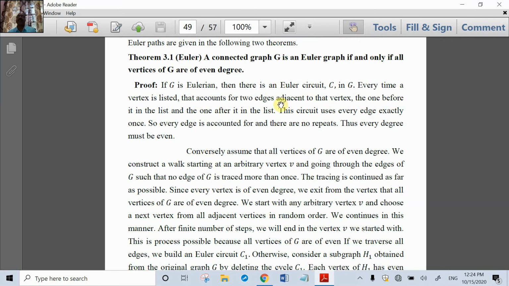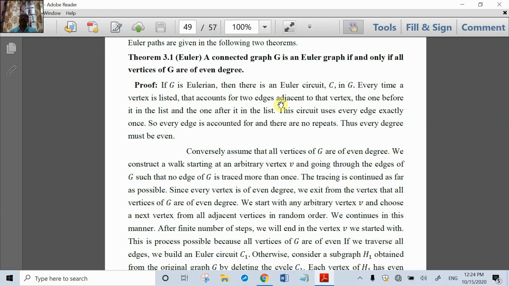That is the Euler theorem, an important theorem. A graph G is an Euler graph if and only if all vertices of G are of even degree. If G is Eulerian, then there is an Eulerian circuit C. It meets a vertex and goes to the next vertex every time because of even degree, and finally it reaches the starting point. Therefore, all the vertices are of even degree.